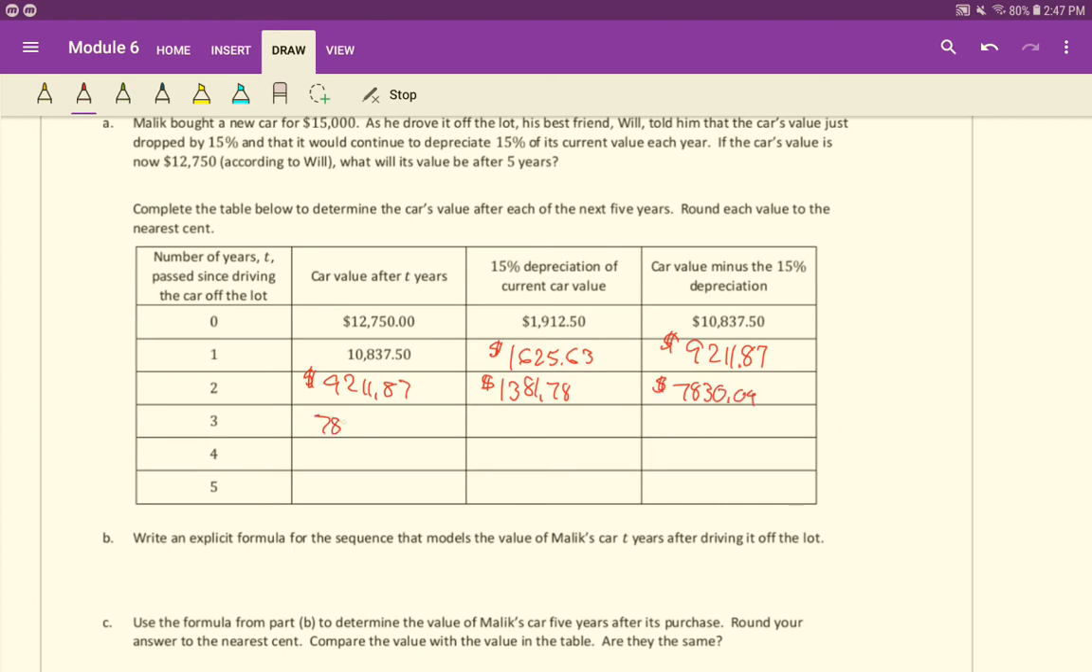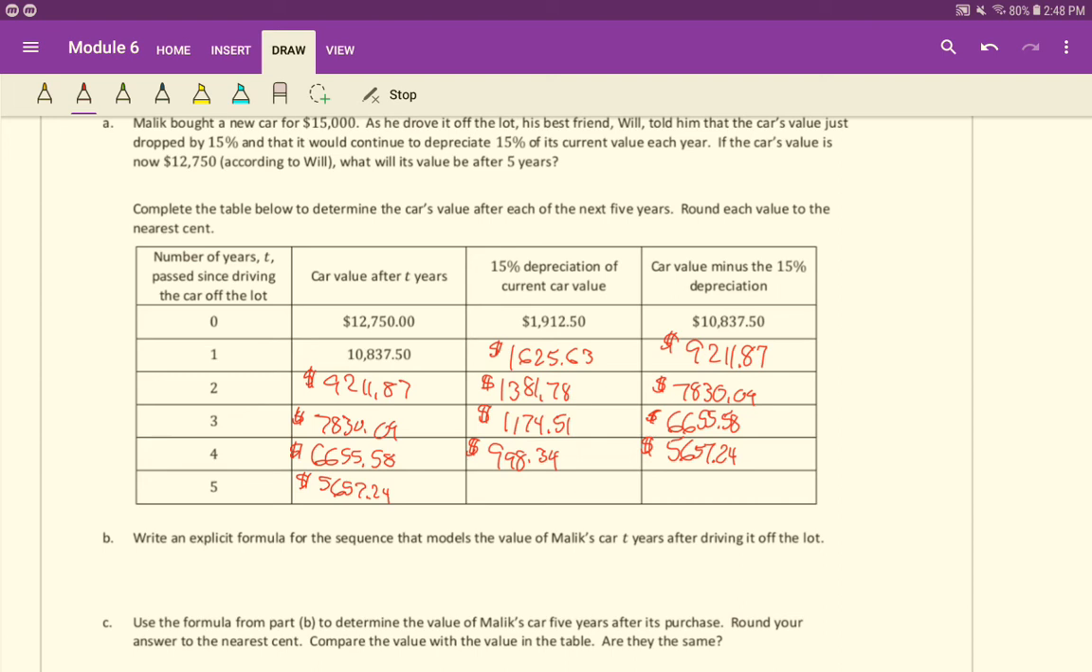Okay, and continue the process. $1174.51. Okay, and then we get the value here is 6,655.58. Rewrite that here. Again, find 15% of that. $998.34, we'll say. And again, subtract, and we get 5,657.24. Okay, and then bring it over here.